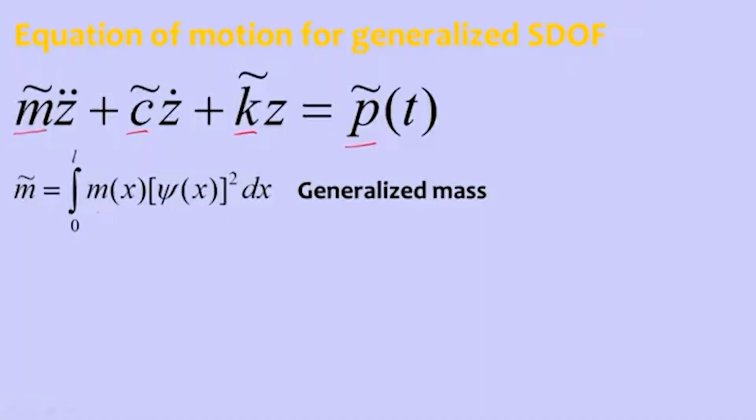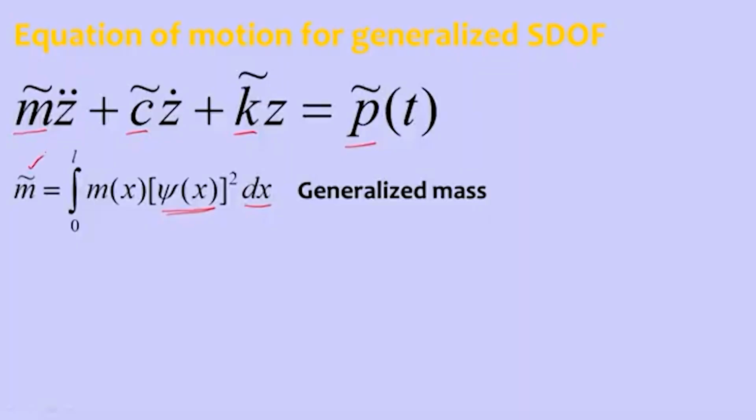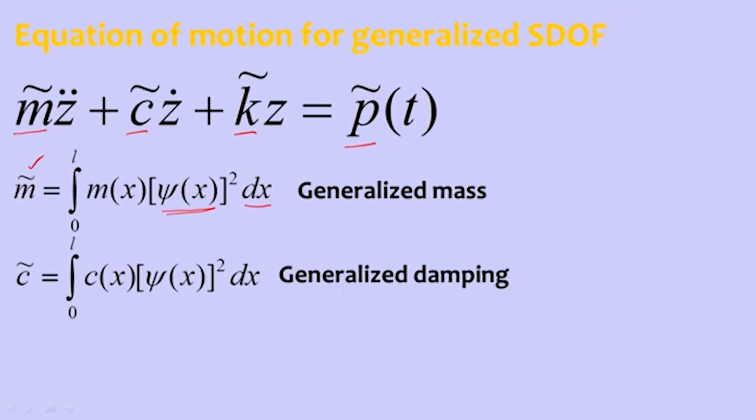So m̃ is the integral of m(x) into ψ(x) whole square dx. What is ψ(x)? ψ(x) is a shape function, or we can also call it a displacement or deflection profile. Integrating over the length gives the generalized mass. Generalized mass means, if this continuous system has to be made equivalent to a single degree of freedom system, what will be its mass? That is m̃. Similar to that, we have generalized damping: the damping value present at every location times ψ(x) square dx.